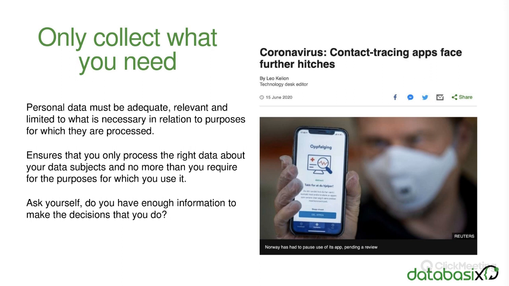So the data minimization principle within the regulation is clear: only collect what you absolutely need. There's nothing stopping you in the future collecting more data, and that your system supports that, but always revisit that, which is why the DPIA is a very important process. So ask yourself, do you have enough information to make the decisions that you do? Or is it providing sufficient information for your customers to make the decisions that they need to make?